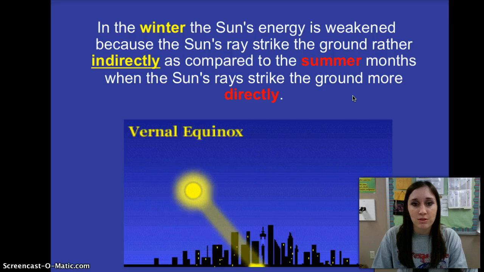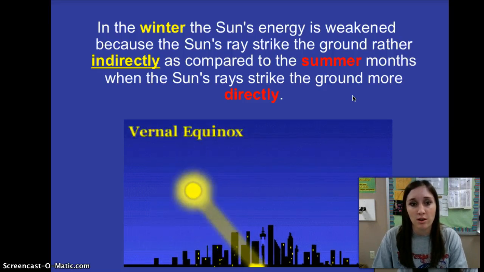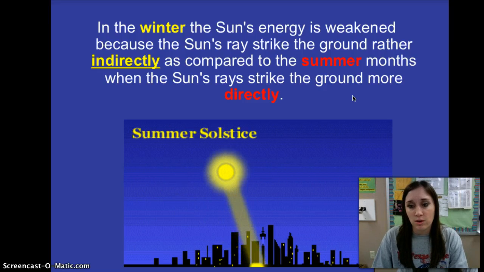In the winter, the sun's energy is weakened because the sun's rays strike the ground indirectly. So that's whenever we're not going to get as much sunlight versus direct sunlight. During summer, we are going to be getting direct sunlight straight onto the ground. So that's why it's hotter. The temperatures are rising.